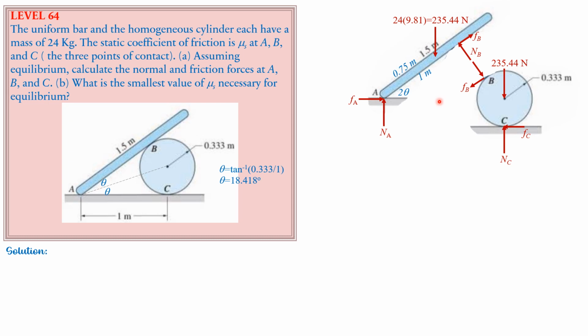Then summation of moment about A equals 0 from this free body diagram, NB times 1 equals 235.44 times 0.75 cosine of 2 theta. And 2 theta is 2 times 18.418 degrees. So we can solve NB. NB is equal to 141.327 newtons.